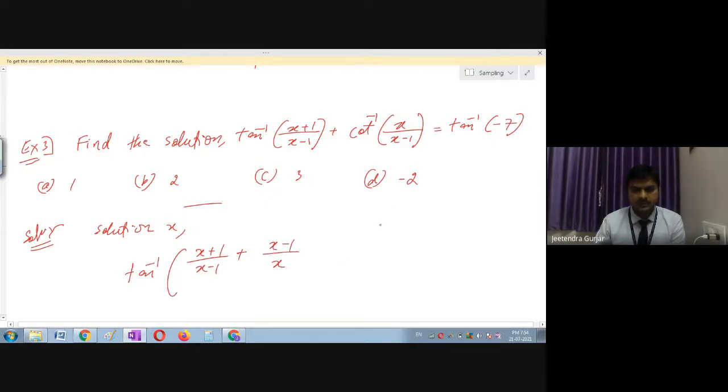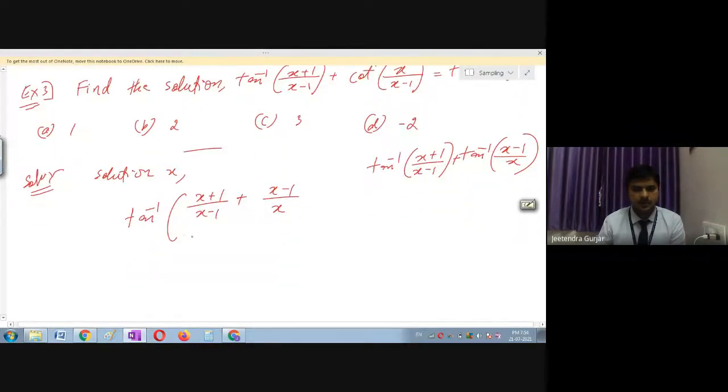Yes, please convert this in the tan form. Okay, so tan form, how do you write? Tan inverse x minus 1 upon x. So then you use this formula, divided by 1 minus (x plus 1 upon x minus 1) into (x minus 1 upon x), which is equal to tan inverse minus 7.